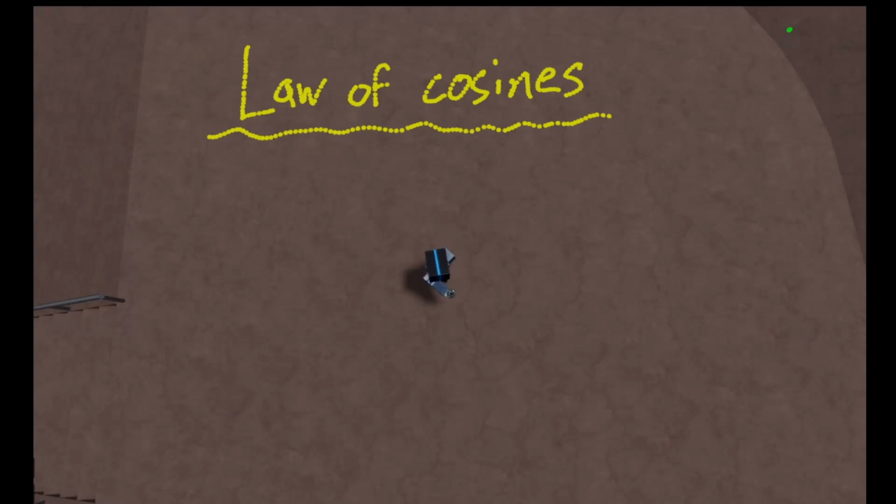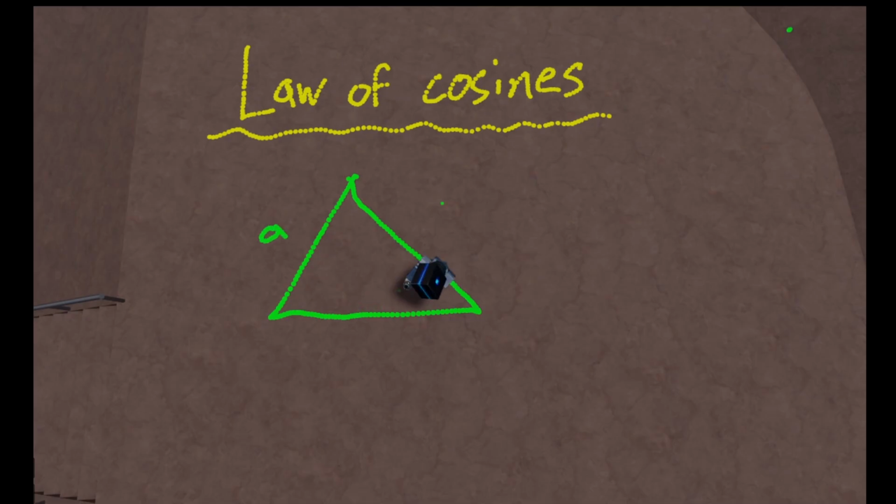In today's video, we're going to talk about the law of cosines. So what even is the law of cosines? Let me draw a triangle. And I'm going to label these sides a, b, and c. And I'm going to label one angle as big C. So notice how this angle of big C is opposite to side length c.